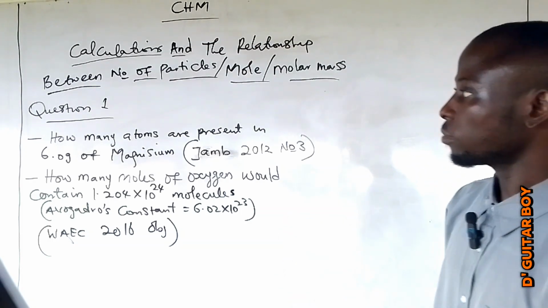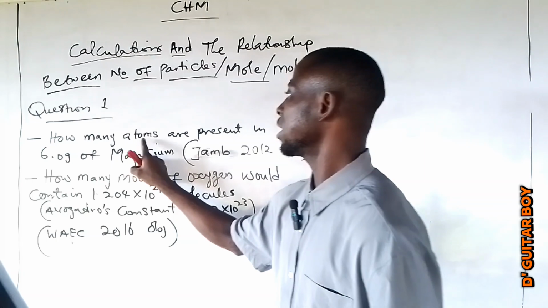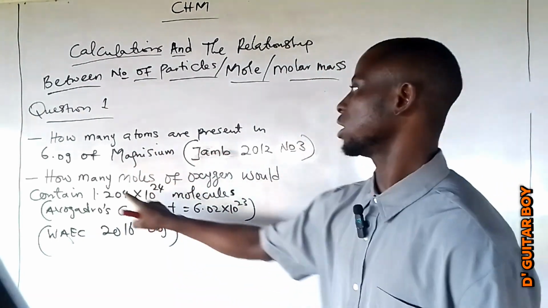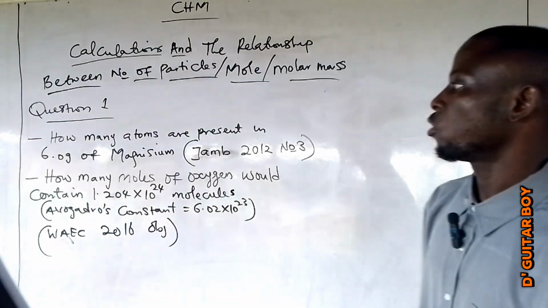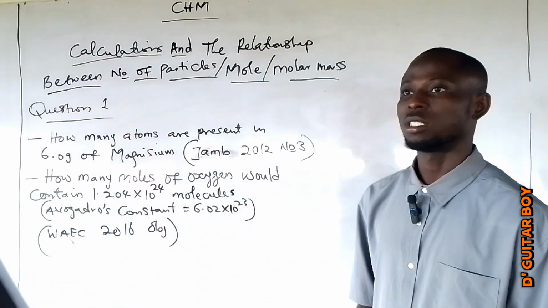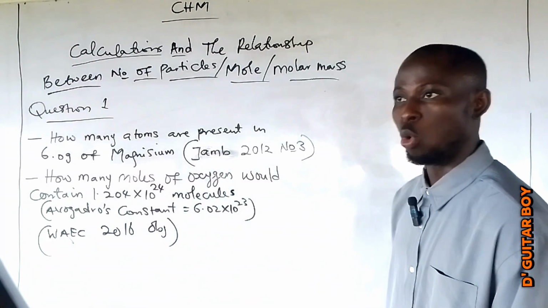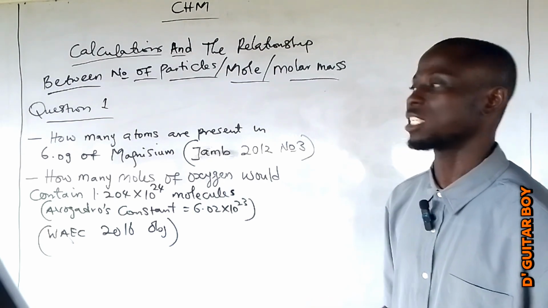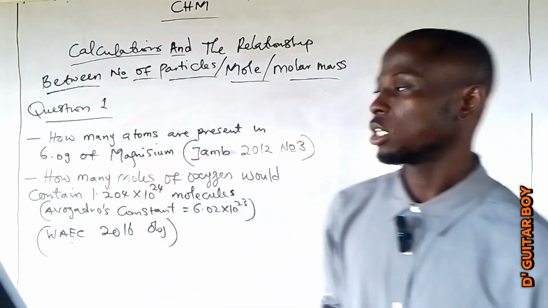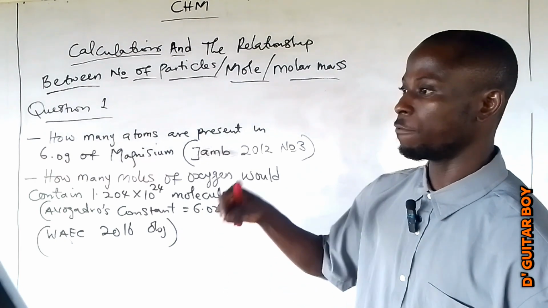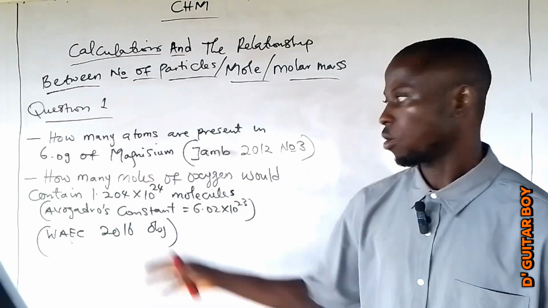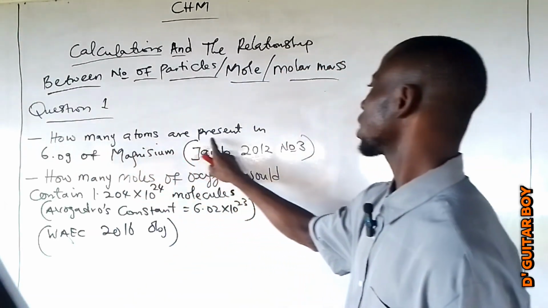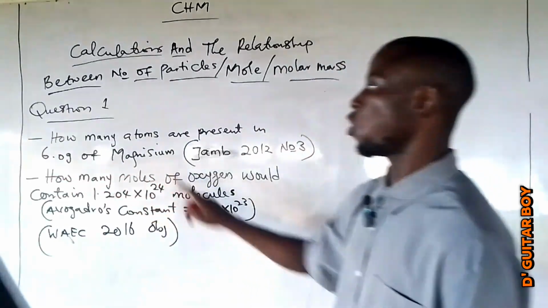The question is: how many atoms are present in 6.0 grams of magnesium? Is it a dozen? Is it a mole? Is it 2, 3, 4, 5, or 6? How many atoms of magnesium are present in this mass? How many atoms are present in 6 grams of magnesium?